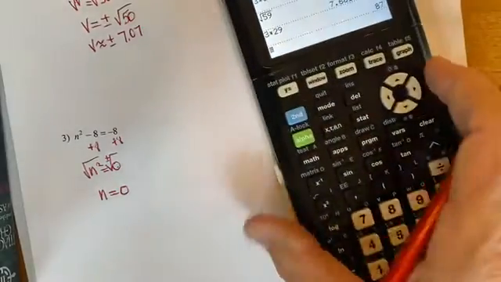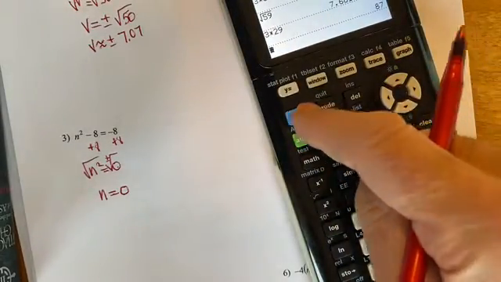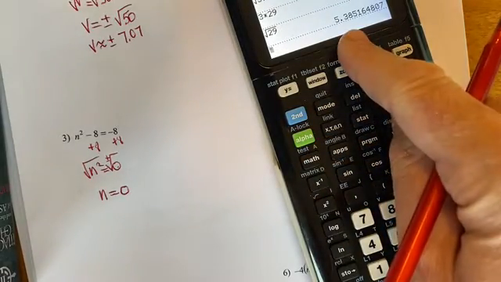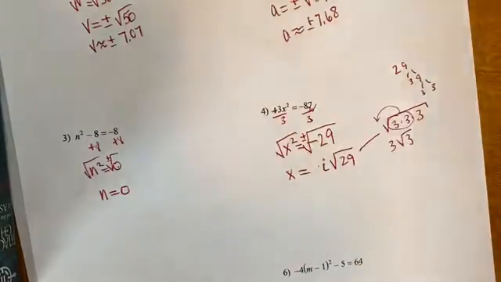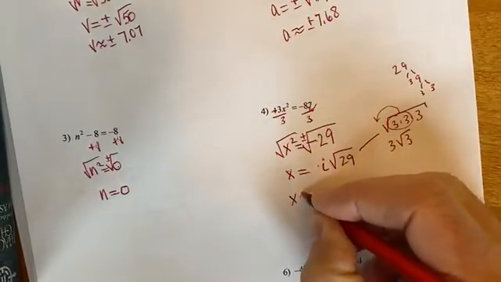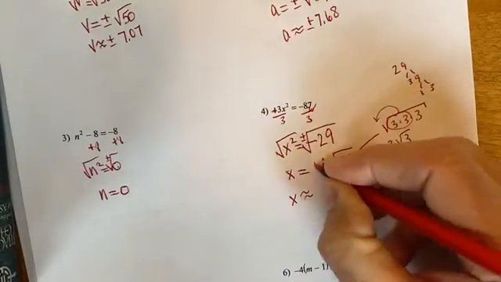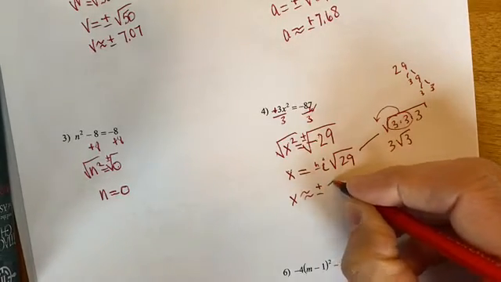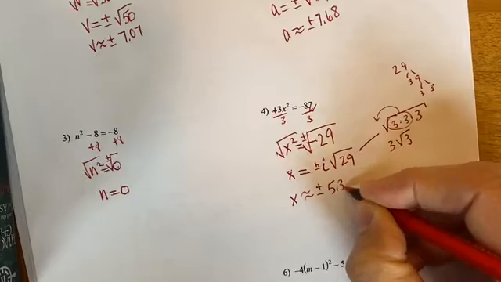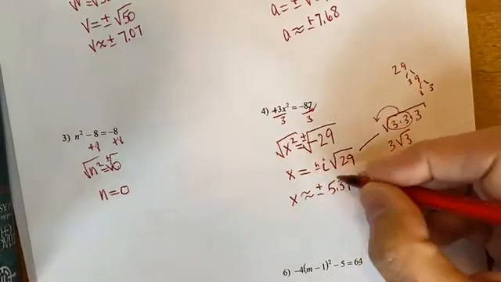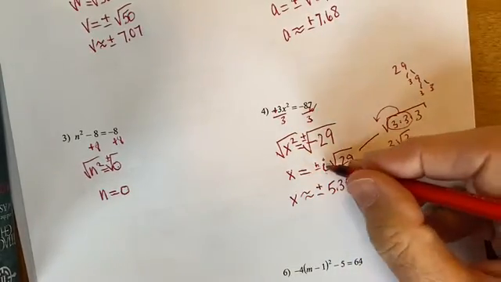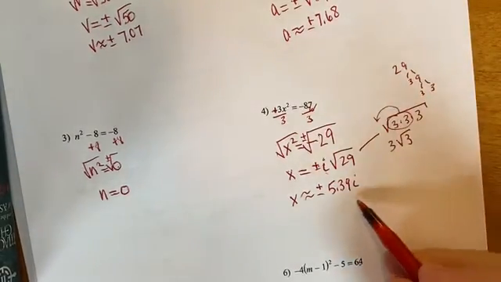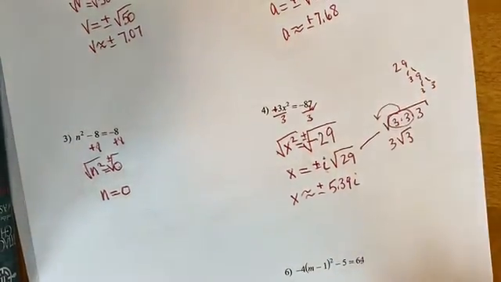We can find out what the square root of 29 is as a decimal. That is 5.39. So X is approximately, oh, I forgot the plus or minus. Plus or minus 5.39i. So when you write it as a square root, the i goes in front, but when you write it as a decimal or a whole number, the i goes afterwards.